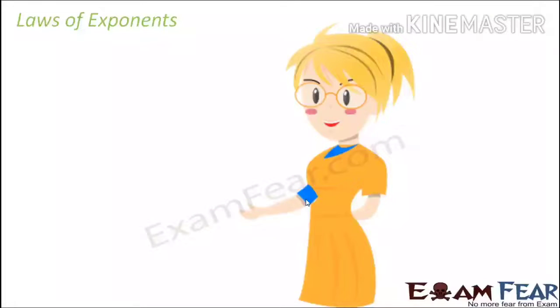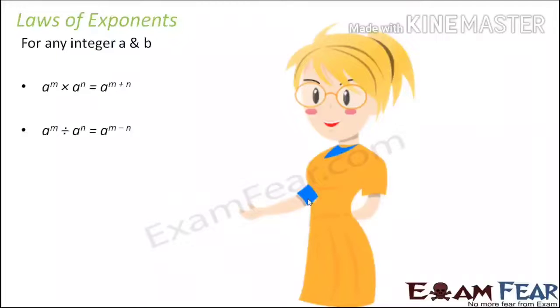Now that we have a fair idea about negative exponents, let us look at the laws of exponents. We have already learned these laws for positive exponents, and the same laws are true for negative exponents as well. If you have any two integers a and b, a to the power m into a to the power n is equal to a to the power m plus n. Whenever the bases are the same and you multiply them, the exponents get added. When the bases are the same and you divide them, the exponents get subtracted, that is, a to the power m divided by a to the power n gives a to the power m minus n.